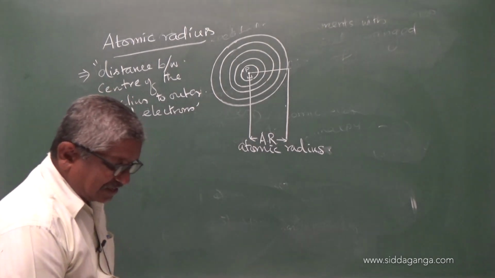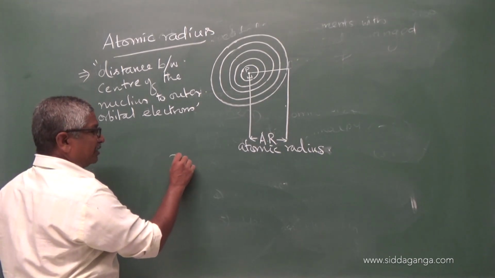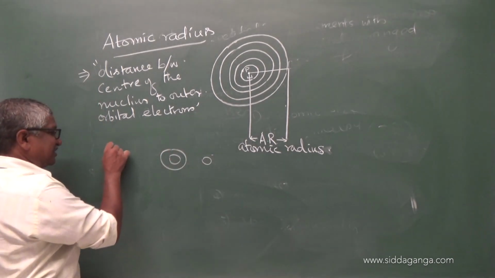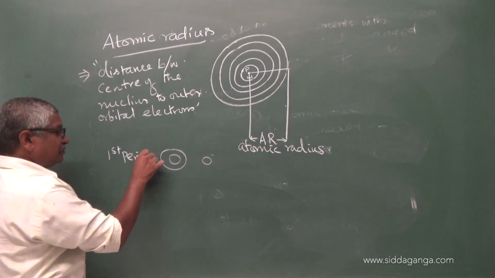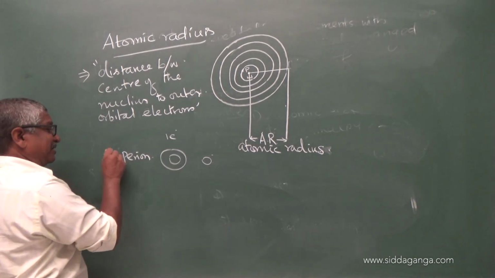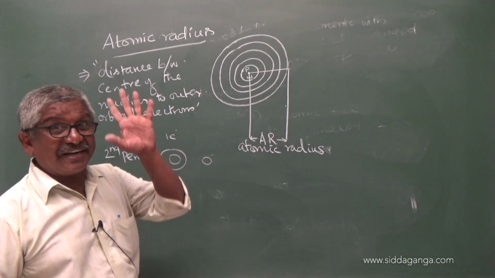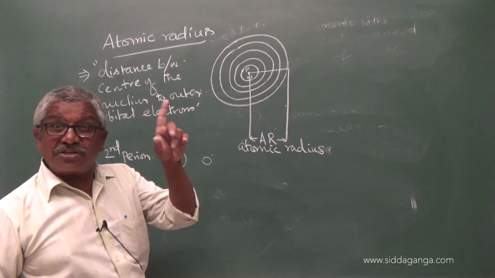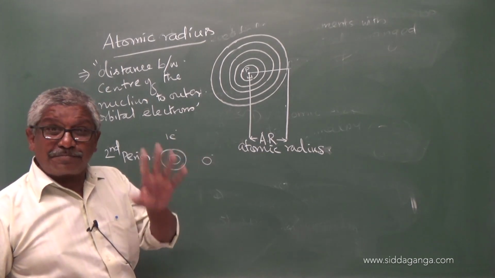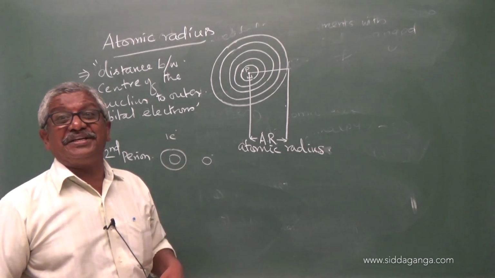Suppose you are going for the atomic radius, you know periods. First period means it will have a nucleus and the first energy level. Or we'll go for the second period, easy to understand. Second period has 8 elements. First period is a very short period. Second and third periods are short periods. Fourth and fifth are long periods. Sixth is the longest period. And seventh is the incomplete period.